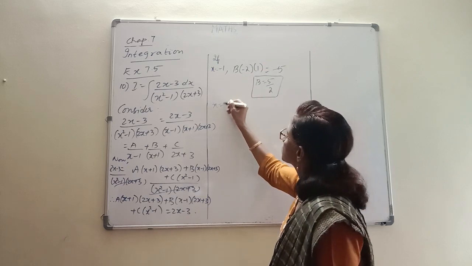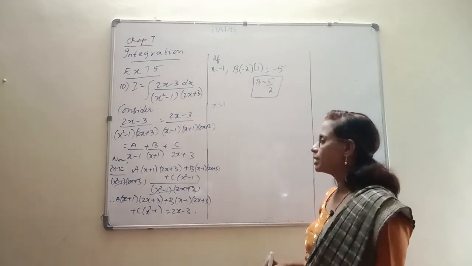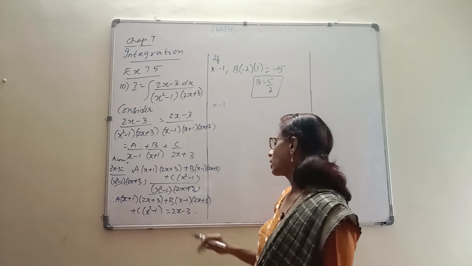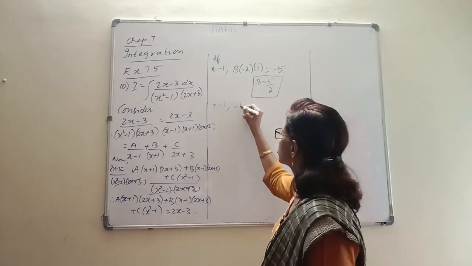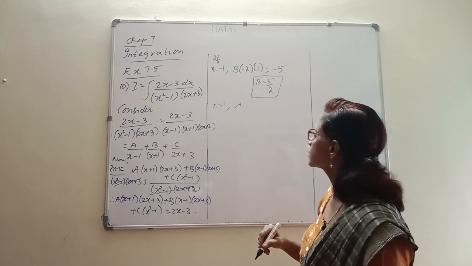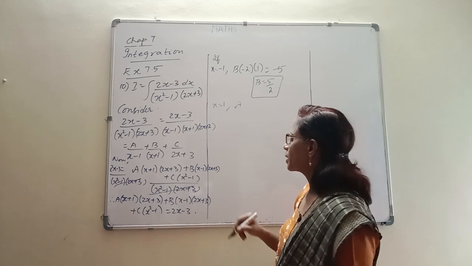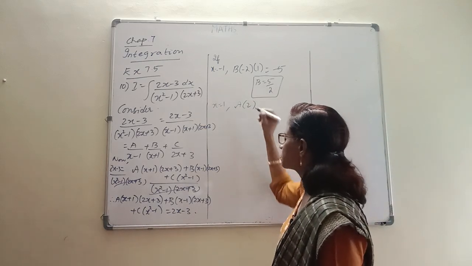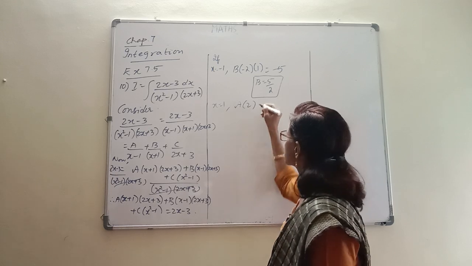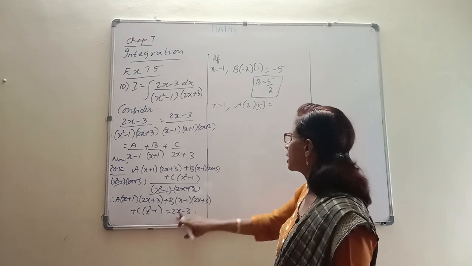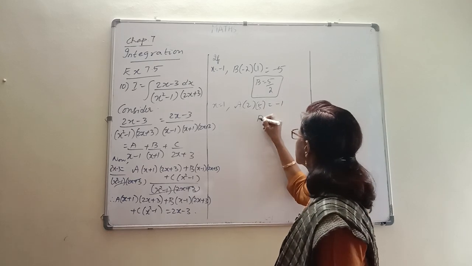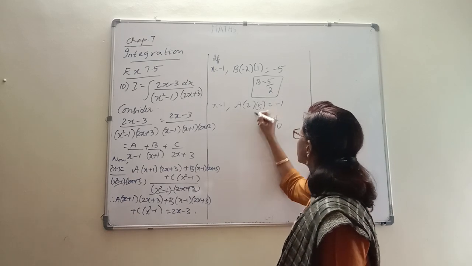Also let's take x as 1. When x is 1, the B term and C term both will vanish, but the A term will survive. So A times 1 plus 1, which is 2, and 2x plus 3, so that is 2 plus 3, which is 5. And on the other side, it is 2 minus 3, which is minus 1. So you get A as negative 1 over 10.